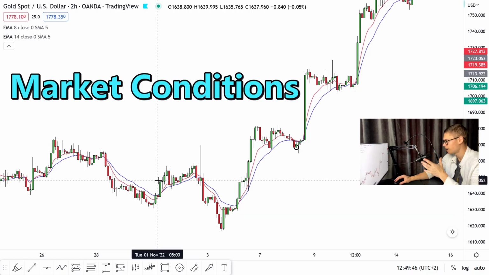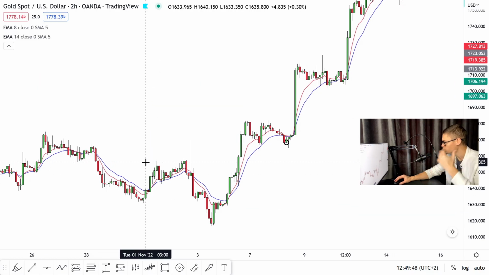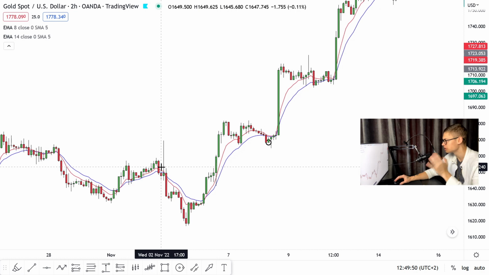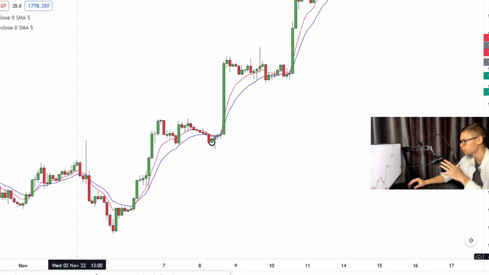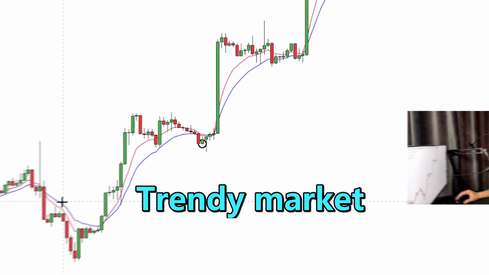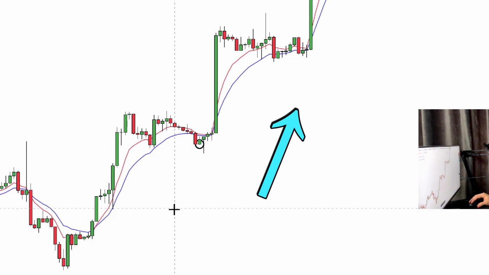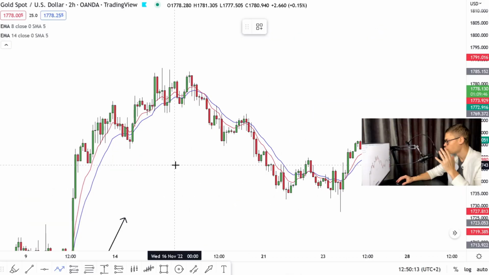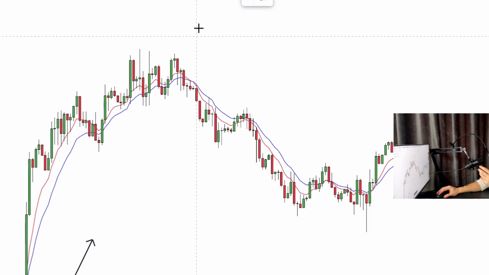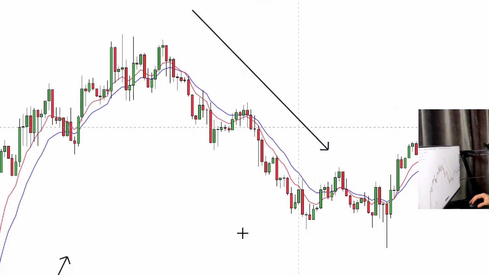Now let's talk about market conditions and in which market conditions you should use this strategy. You should use this strategy in trendy markets. That means when the market is either trending up, or oppositely, when the market is actually moving downwards, it's trending downwards, and we have a bearish trend.